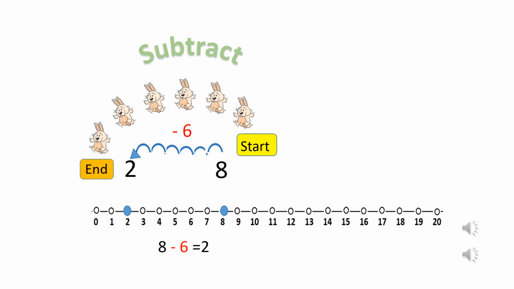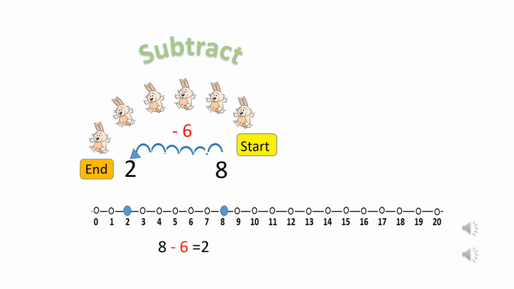One important thing to notice is when we subtract on a number line, we go in the opposite direction of when we add. So when we subtract, we are going from a bigger number to a smaller number. So let's start at the 8 and make 6 bunny hops to the smaller numbers.